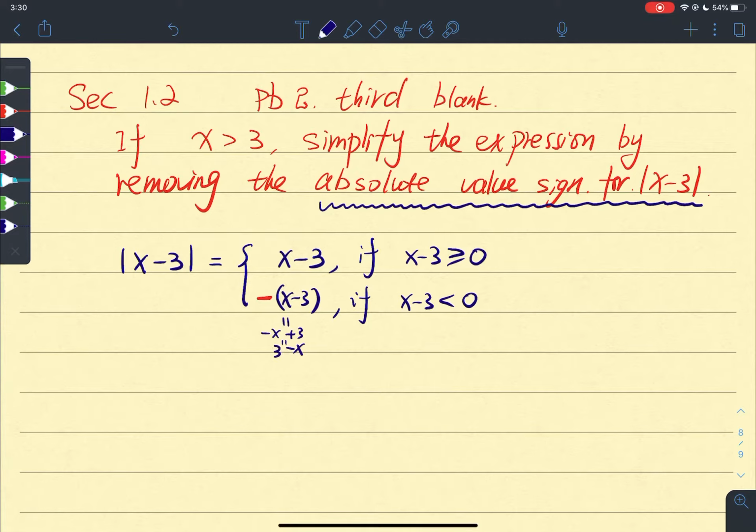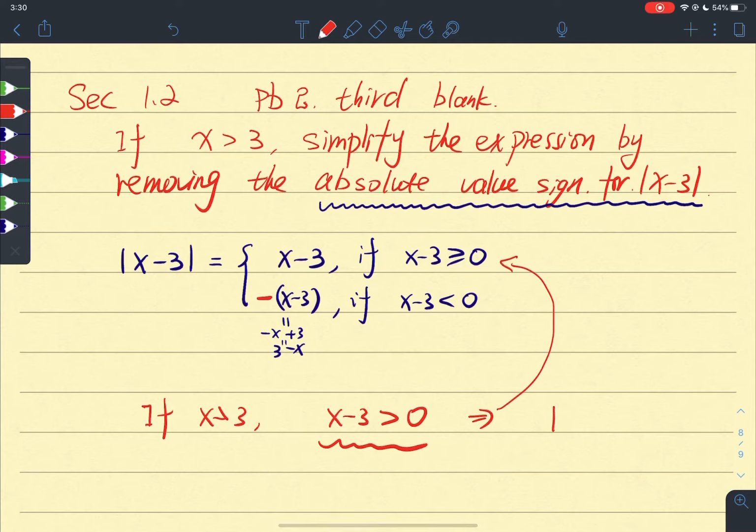So the question now is: I give you an extra condition, which is x greater than 3. Ask yourself, if x is greater than 3, should x minus 3 be positive or negative, or do you have no idea? If x is greater than 3, then x minus 3 clearly is greater than 0. Therefore, your absolute value expression should pick the first row, and the absolute value of x minus 3 is x minus 3.